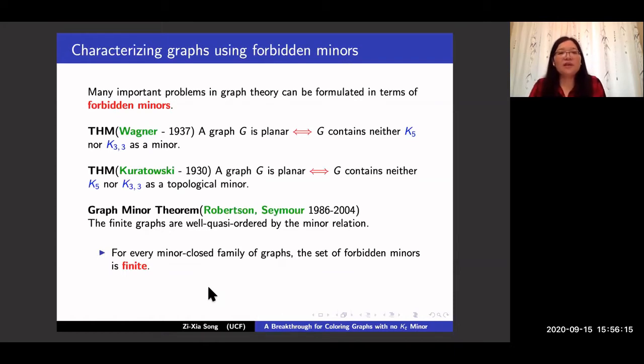So we know we can characterize a lot of graphs using forbidden minors, and one that everyone knows is about the planar graphs. And another one here, we know the famous graph minor theory due to Robertson and Seymour says that the finite graphs are well quasi-ordered by the minor relation. So we knew this one. So just a little motivation for the definition of minors here.